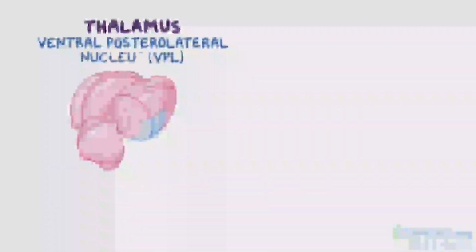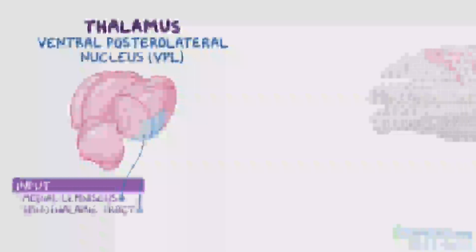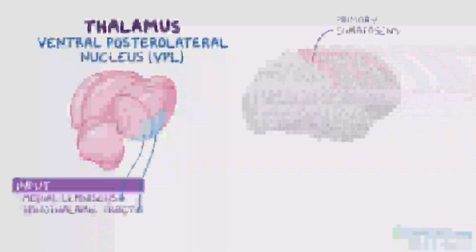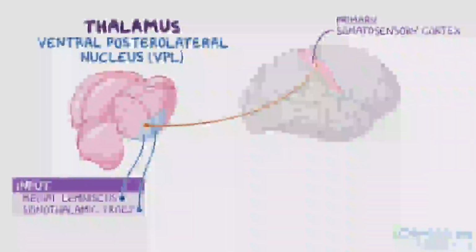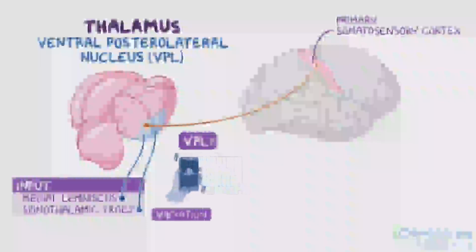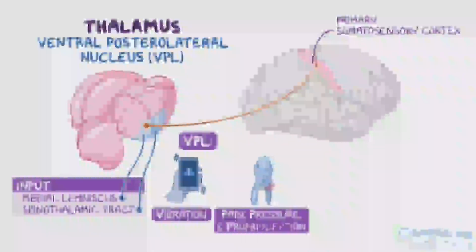The ventral posterolateral, or VPL nucleus, receives input from the medial lemniscus and the spinothalamic tract and projects to the primary somatosensory cortex. In order to easily remember sensations that this nucleus transmits, you can remember that for VPL, V in ventral stands for vibration, P in posterior for pain, pressure, and proprioception, L in lateral for light touch, then just add the temperature.